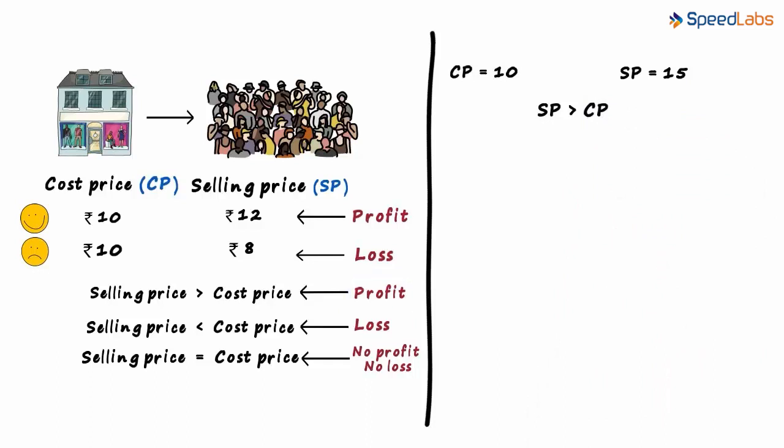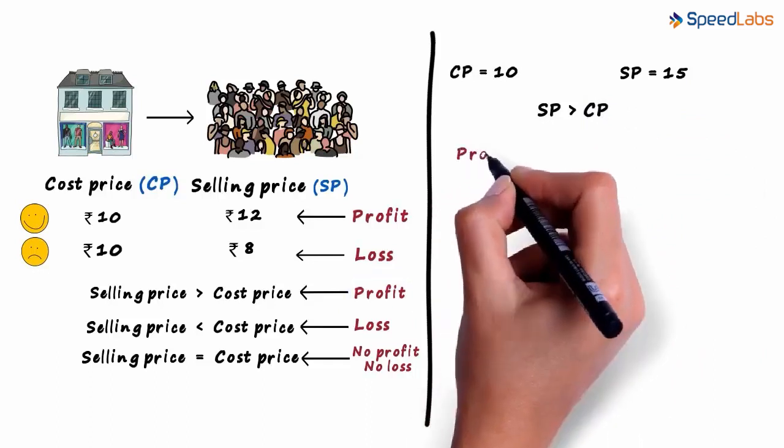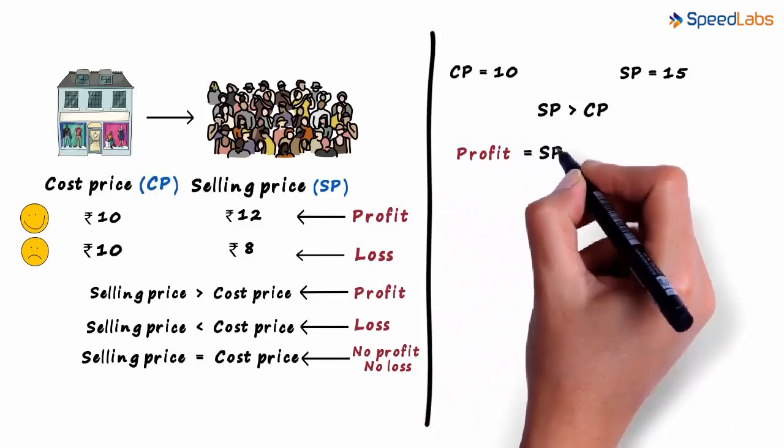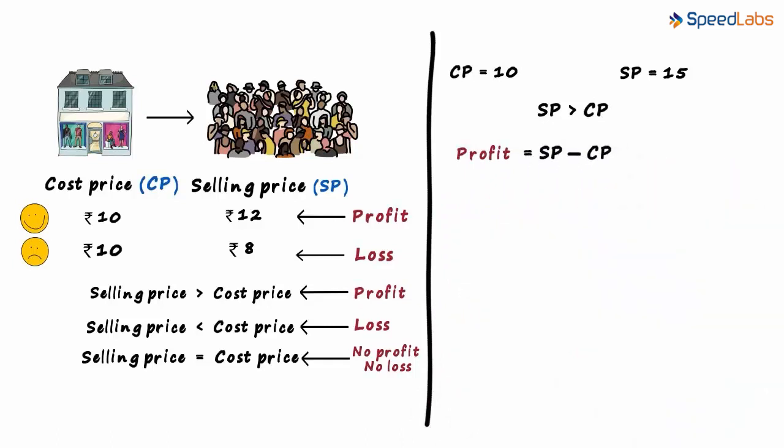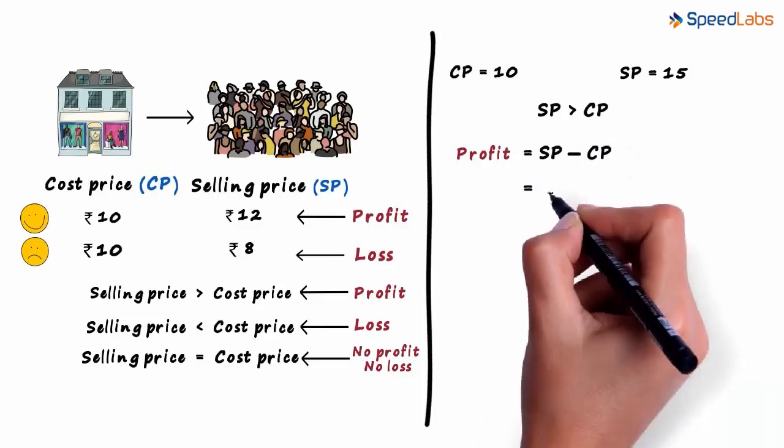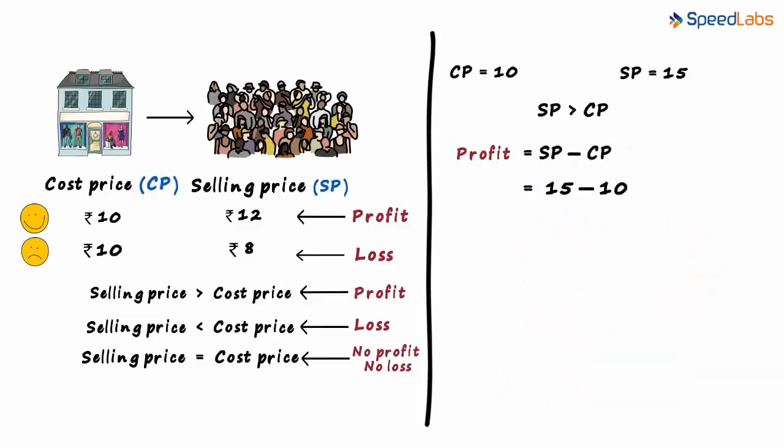And what is the profit equal to? The profit is equal to selling price minus the cost price. That is 15 minus 10, which equals 5. A profit of 5 rupees means that the product was sold at 5 rupees higher than the cost price.